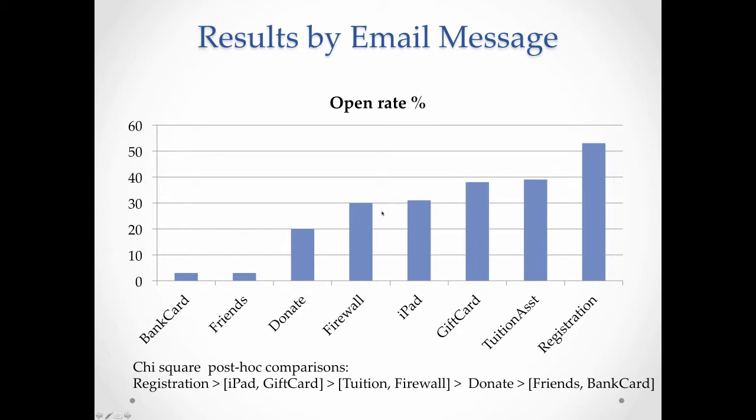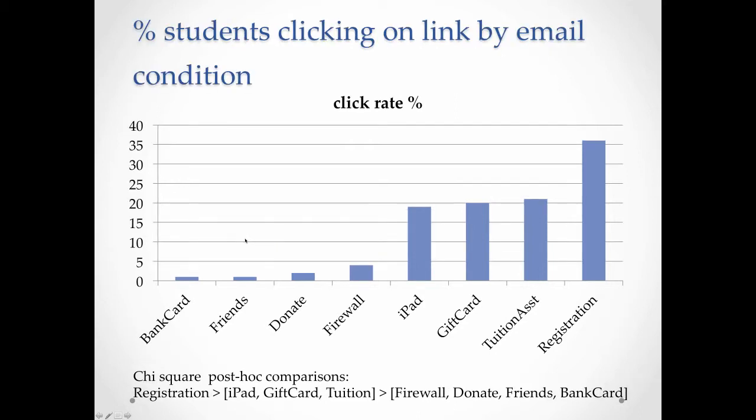These two were not different from each other, but were different from this one, and this one was different from these two, who were not different from each other. Very similar thing happened for click rate, okay? Except for now you sort of see a condition, and I made the same mistake. Once again, put iPad over here and tuition assistant over there.